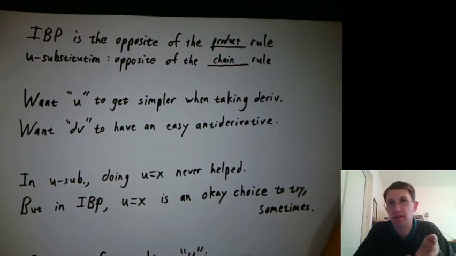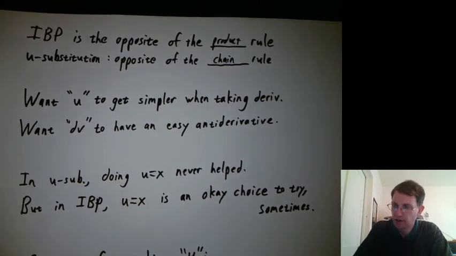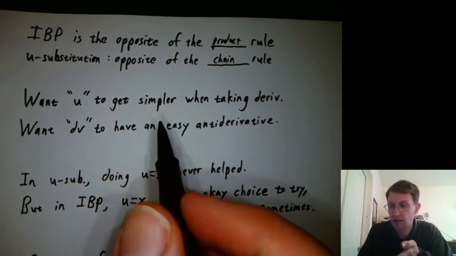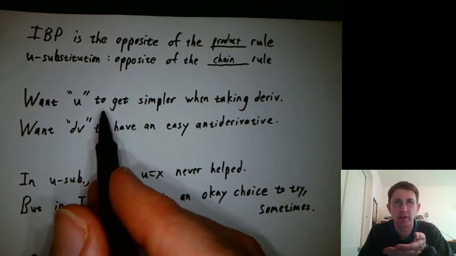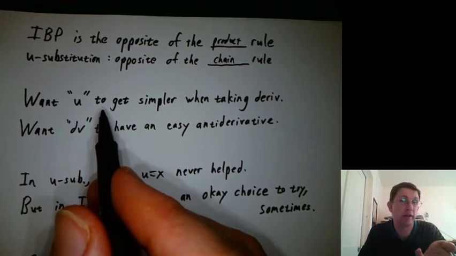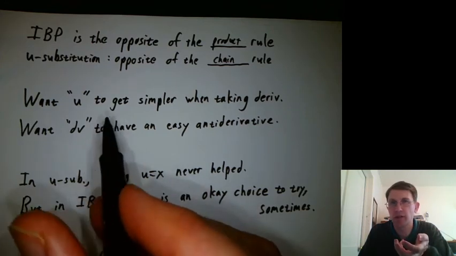There is. There's a link to it at the end of the homework, but nobody ever uses it. Don't worry about it. Let's talk about how we choose U and dv. In general, we want U to get simpler. It's not exactly clear what simpler means, but usually I'd say x is simpler than x squared, or a constant is simpler than a linear function. So we want U to get simpler when taking the derivative.